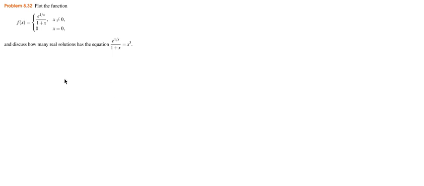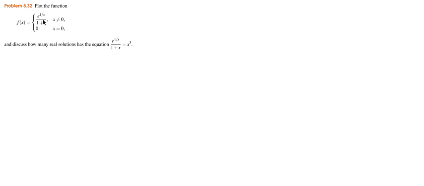Problem 8.32. Plot the function f equal to e to the 1 over x divided by 1 plus x when x is different than 0, and 0 when x is equal to 0. And discuss how many real solutions this equation has, equal to x cubed. Okay, so let's see.